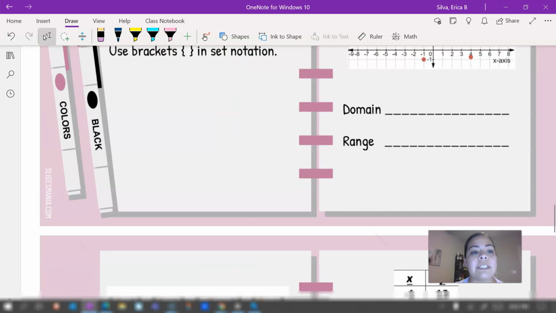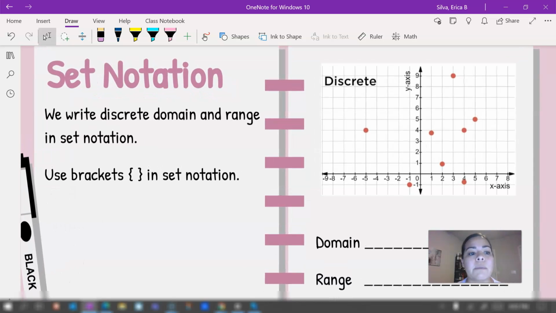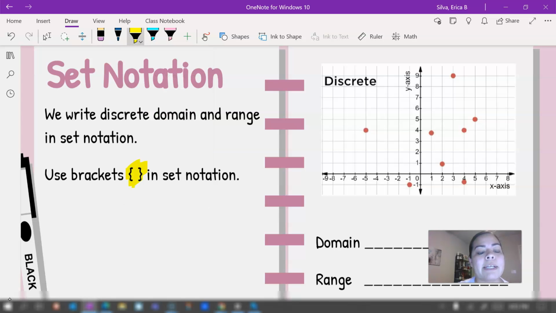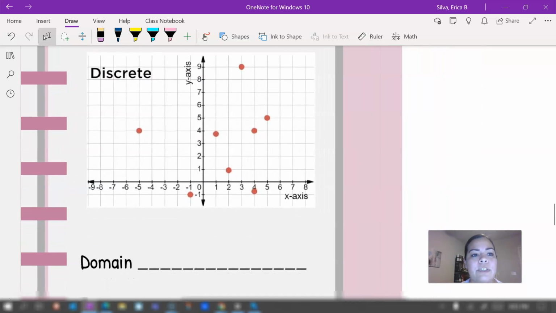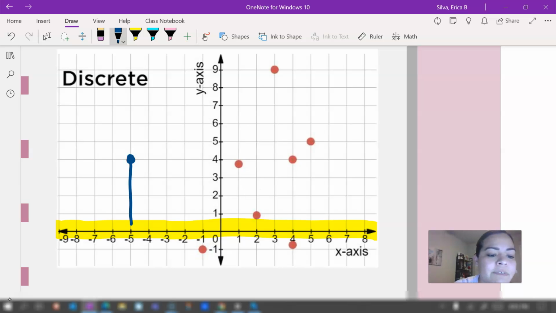All right, so for this lesson, we're going to concentrate on discrete. Now, when we're talking about discrete, we write discrete domain and range in set notation. The biggest thing about set notation is that because it's a set, we use brackets. Let's look at discrete. We're going to be looking at all the x values of these points, which means this point right here, if we were to just concentrate on the x value, the x value would be -5.